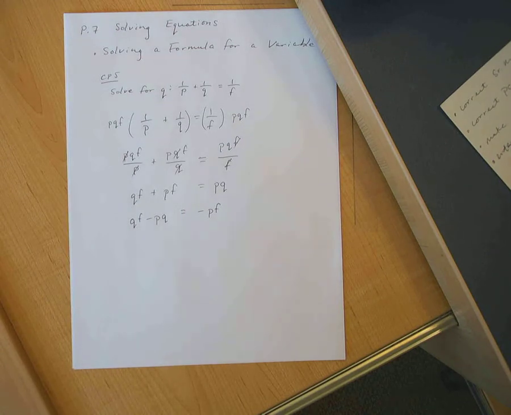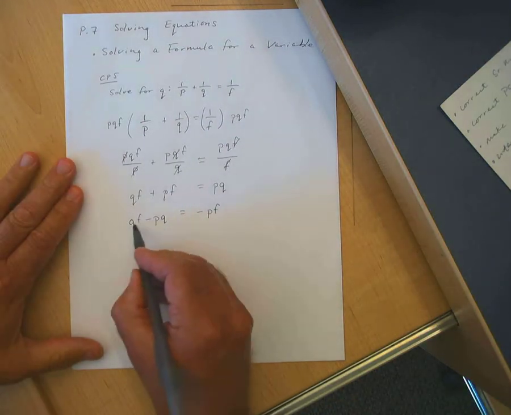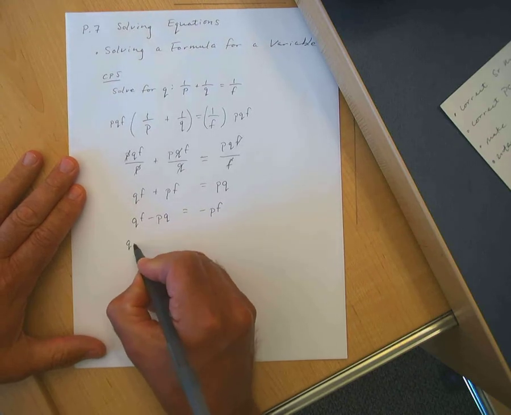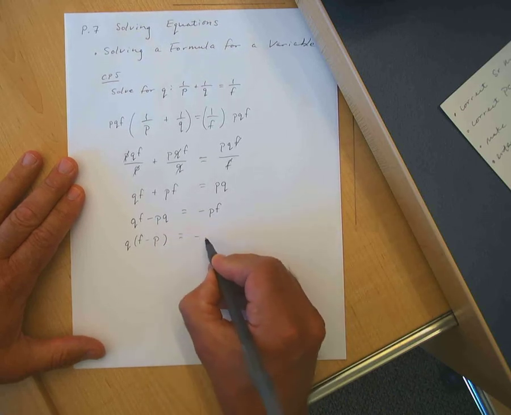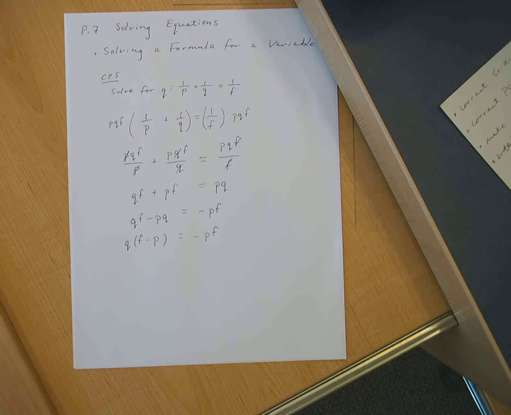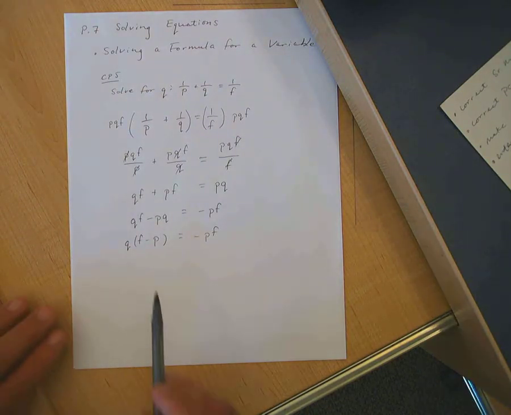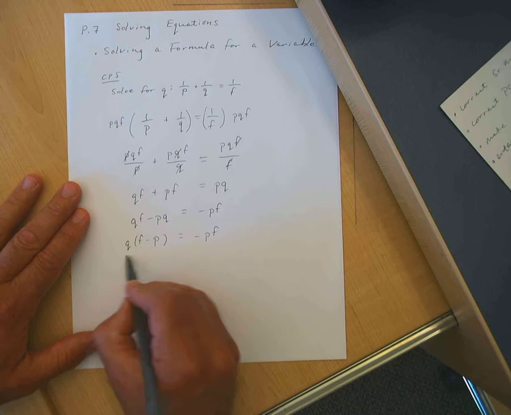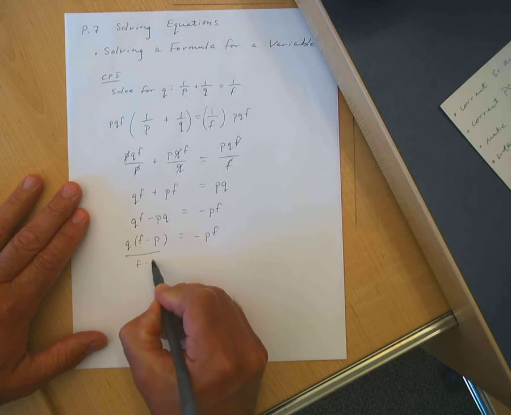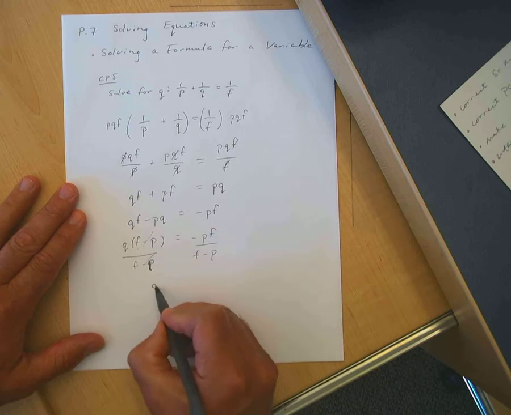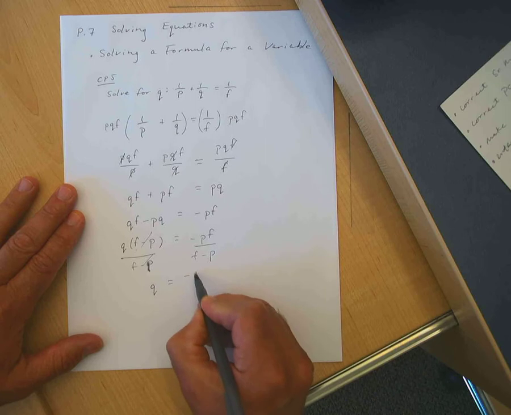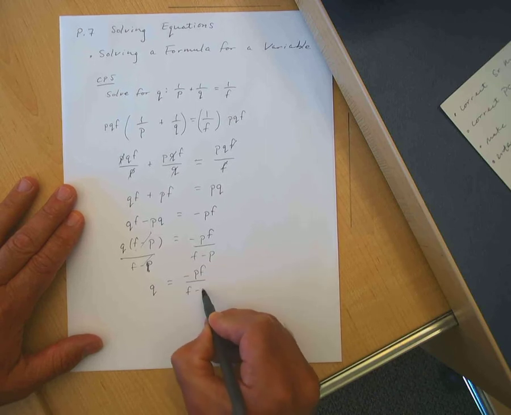Okay? At this point, we have two terms with Q in it, but the little trick we can do here is use the distributive property and actually factor Q out of those terms. So Q times (F minus P), if you factor it out, I'll leave the other side the same. We get that. Now that we put it in that form, we can divide both sides by F minus P. If we do that, over F minus P, on this side we'll just have Q, and on the right side you're going to have the opposite of PF over F minus P.